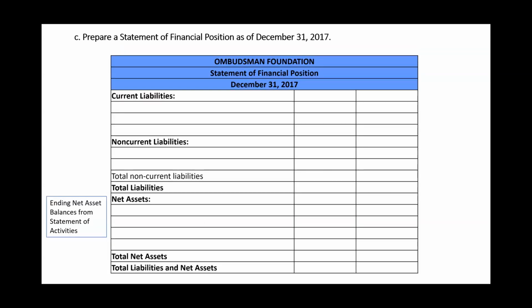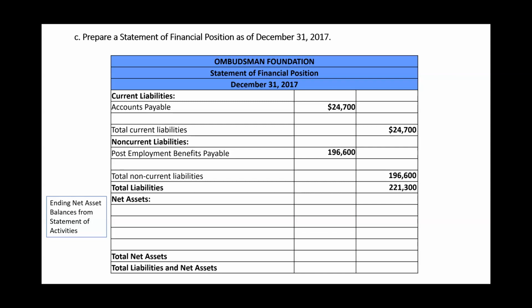$6,652,400. Let's go through liabilities. We had accounts payable. That was it. So total current liabilities, $24,700. Then we had some post-employment benefits that are payable, $196,600. That's related to like retirement funds, right? So we have total non-current liabilities, $196,600, and total liabilities of $221,300.